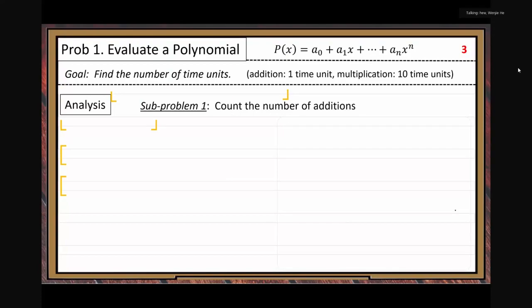Subproblem number 1: let's count the number of additions. Here we want to find the number of time units using our brute force algorithm. Brute force, how many time units do you need? The first question: how many additions do you have? Look at this polynomial, look at the formula. How many additions do you need to do?